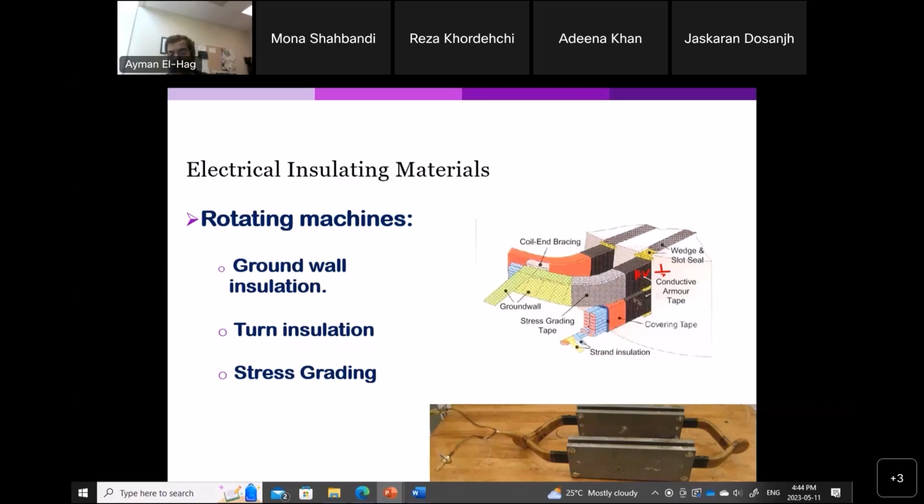Not only that, but usually, especially for high voltage rotating machines, you have small conductors, and these conductors, turn to turn, you also insulate them using certain papers. Also, we have what we call the stress grading material, and we will see the importance of these stress grading materials as we progress in this course.